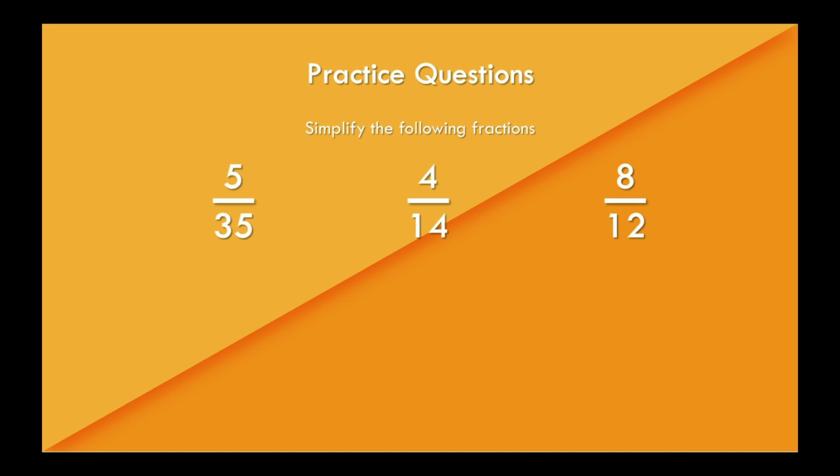All done? So 5 over 35. We know that both of them are in the table of 5. So we divide both of them by 5. 5 divided by 5 is 1. 35 divided by 5 is 7. So we have a final answer of 1 over 7.